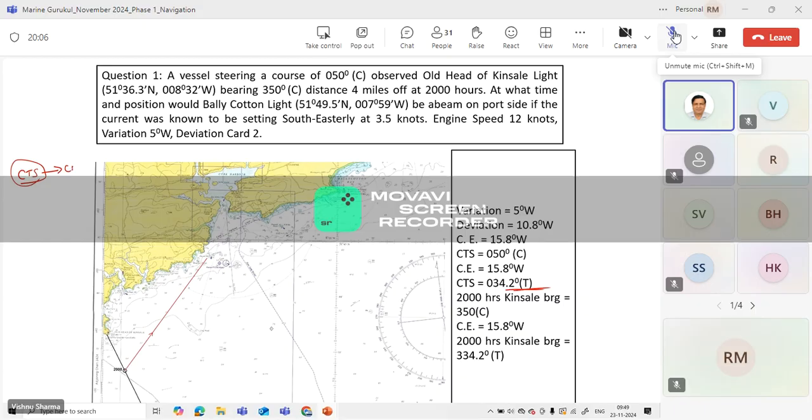Find the CMG. So will it be allowing current or counteracting current? These are the questions you're asking. Whatever I'm asking you, please ask yourself silently when you're solving. Is it allowing or counteracting? Allowing. When you allow current, you apply the current where? On the head end of the CTS line. So on this side somewhere you'll apply it, somewhere here.